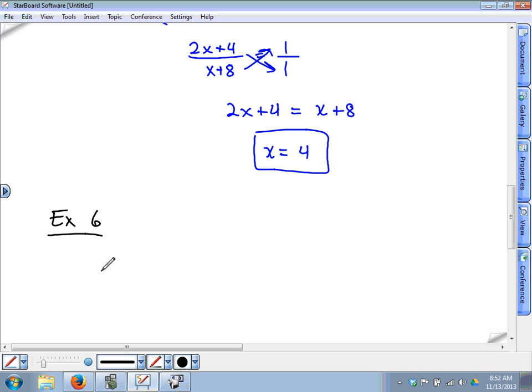This is another exponential. Solve the equation e to the 2x minus e to the x minus 6 equals 0.